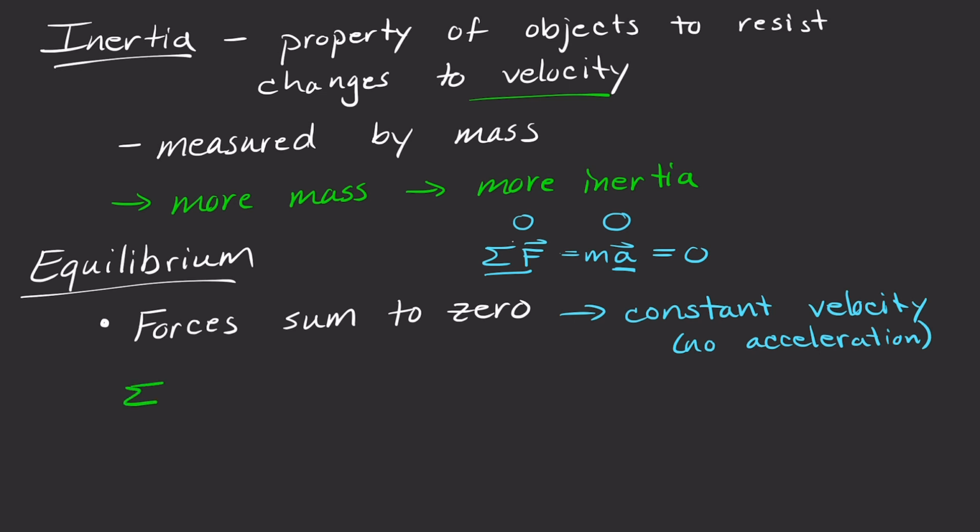Okay, and this also works component-wise. And this is what we're going to use in a lot of our problems. We're going to sum up the forces in the x direction, and it's going to be zero in equilibrium. And so that's going to tell us that we're not accelerating in the x direction. Same for the y direction. If we sum up the forces in y, that'll equal zero. And the acceleration in the y direction will equal zero.